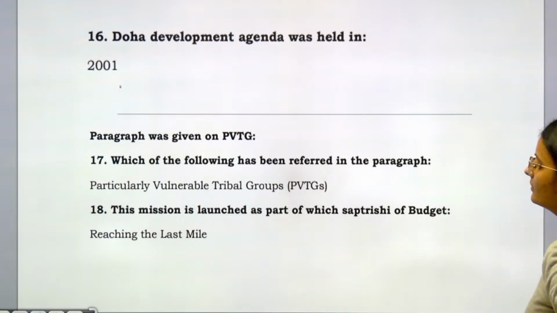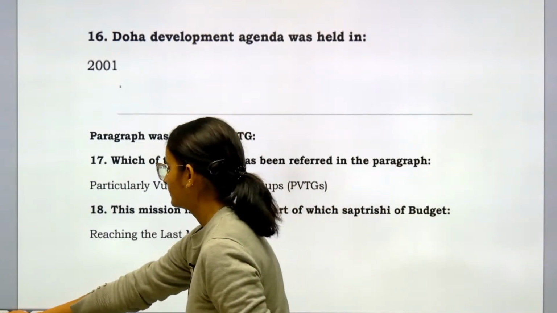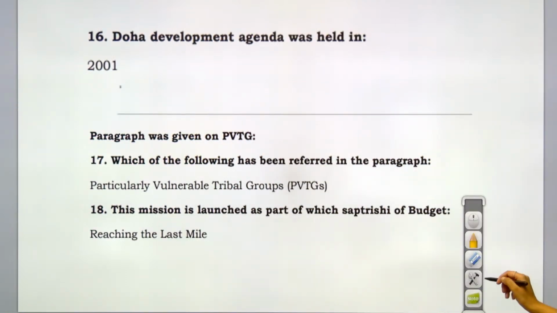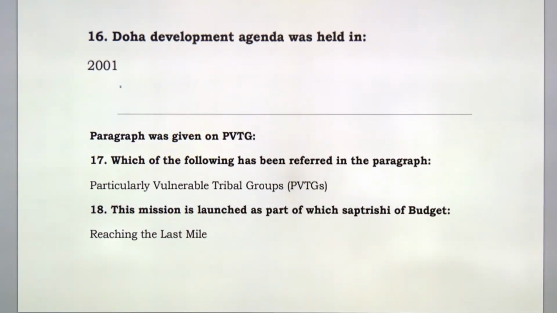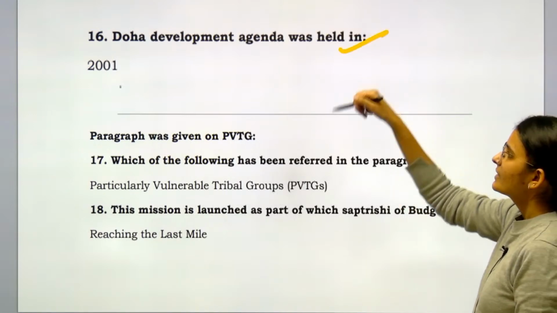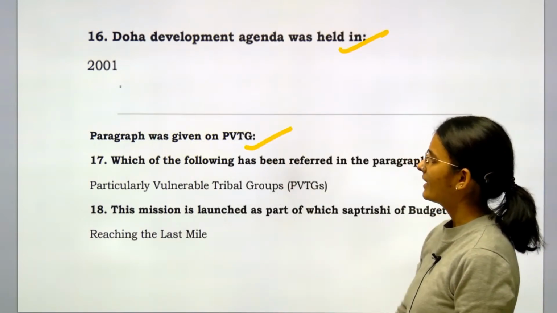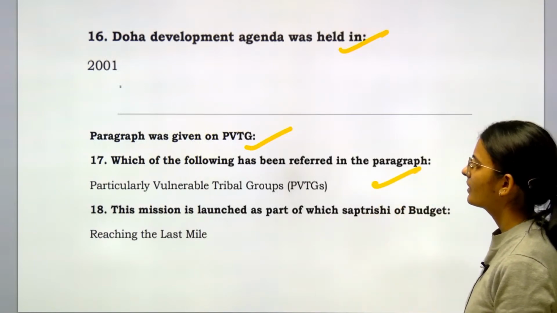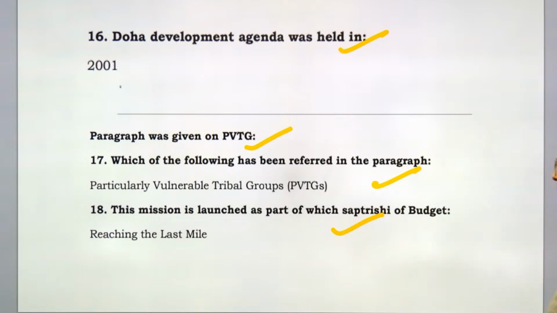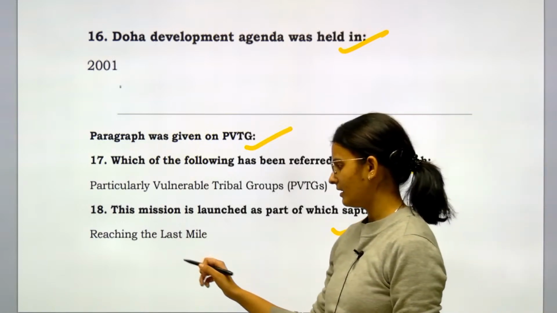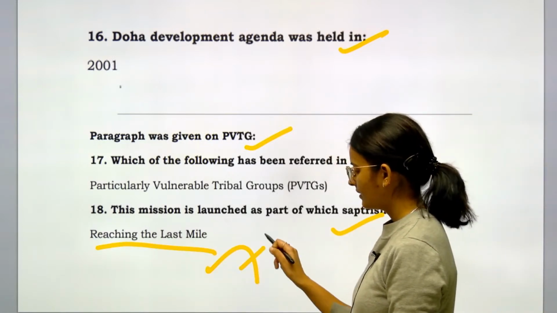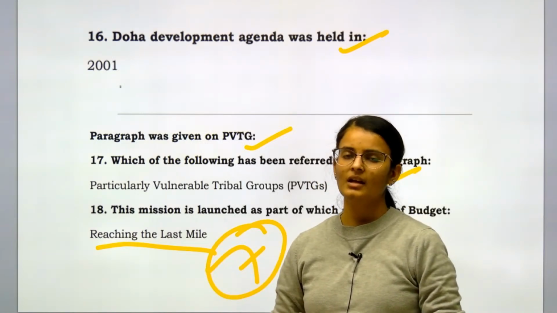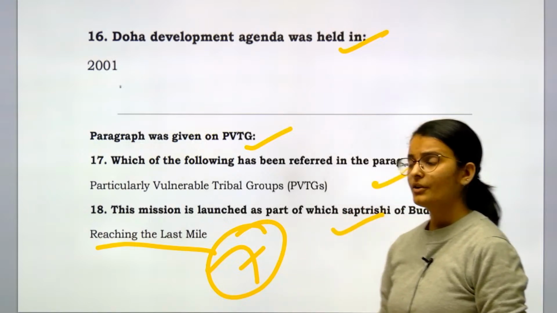Next question, Doha. Doha Development Agenda was held in which year? And there was a paragraph on PVTG, and 3-4 questions were there, that the paragraph is talking about what, and the mission is launched as a part of which Saptarishi budget. There were Saptarishi, 7 objectives given in the budget, so they have asked which of the following was one of the components of Saptarishi. Okay.